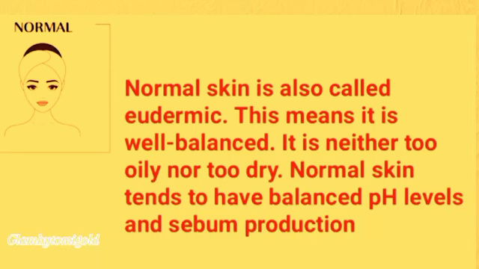Normal skin is also called eudermic. This means it is well balanced. It is neither too oily nor too dry. So normal skin tends to have balanced pH level and sebum production. It simply means that your T-zone areas and your U-zone areas are on a well-balanced acidic level.